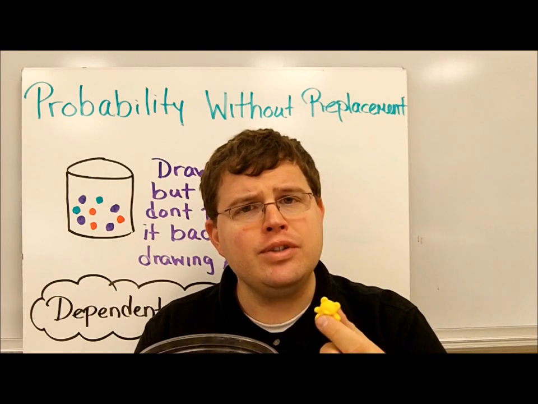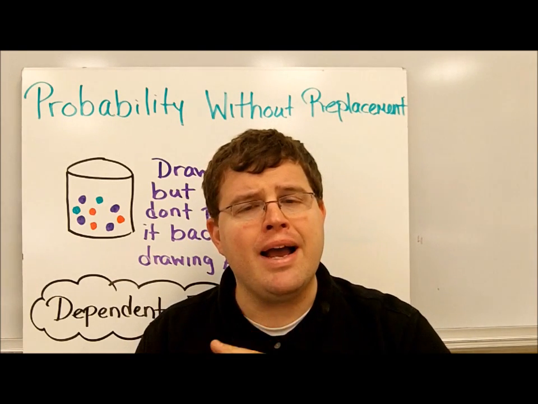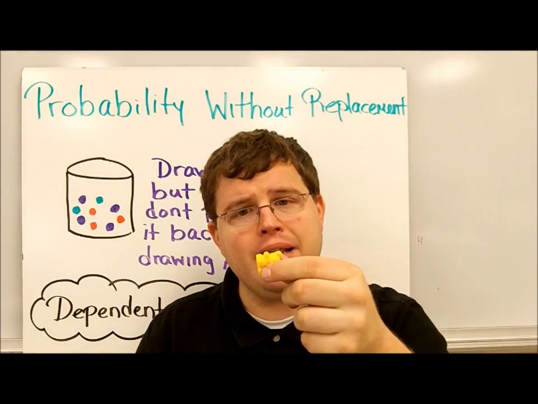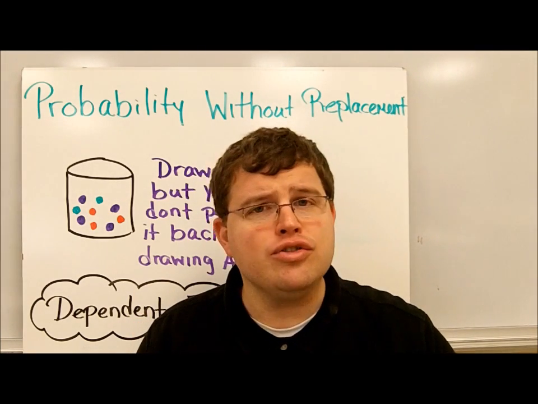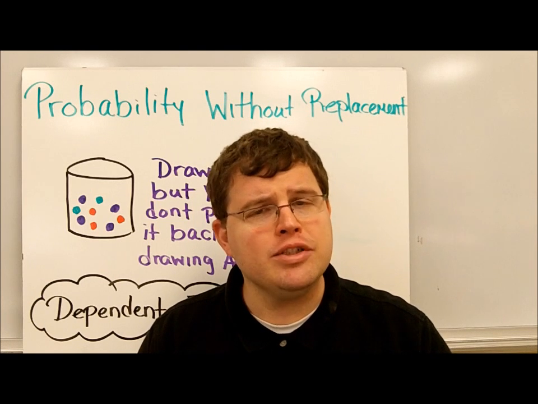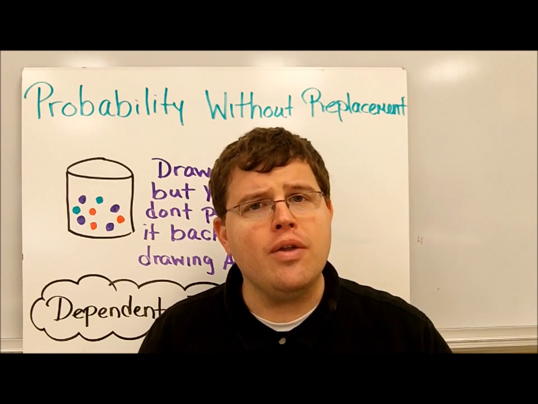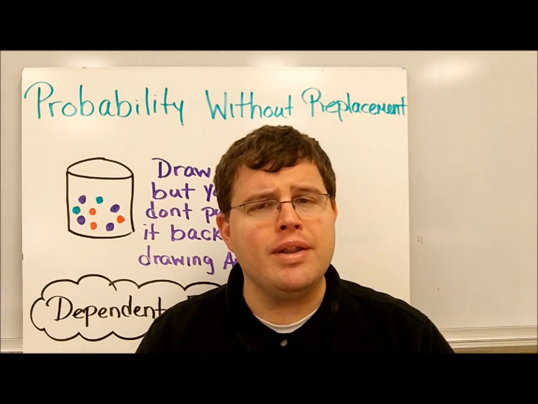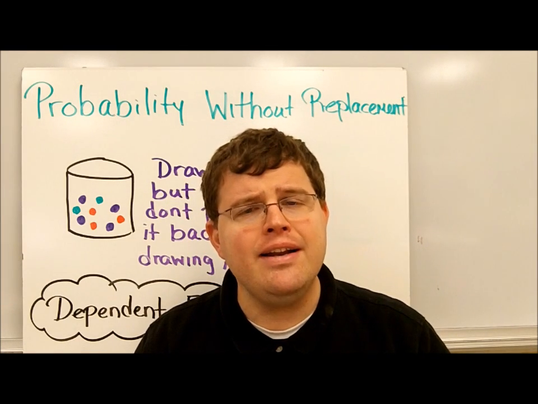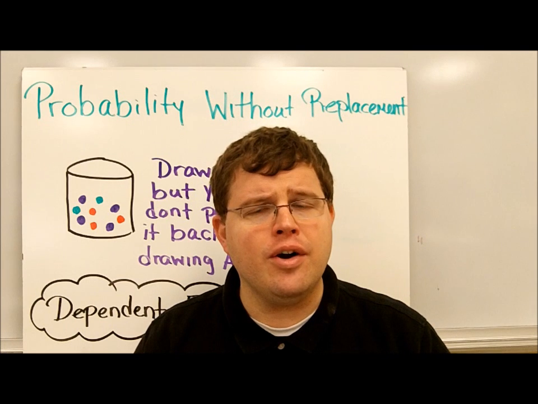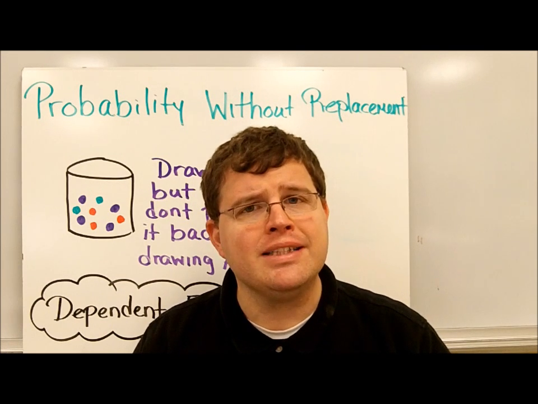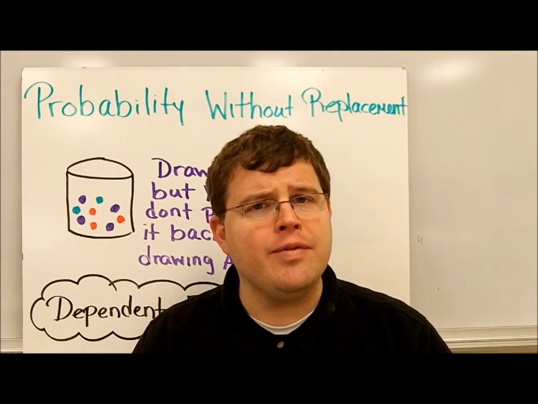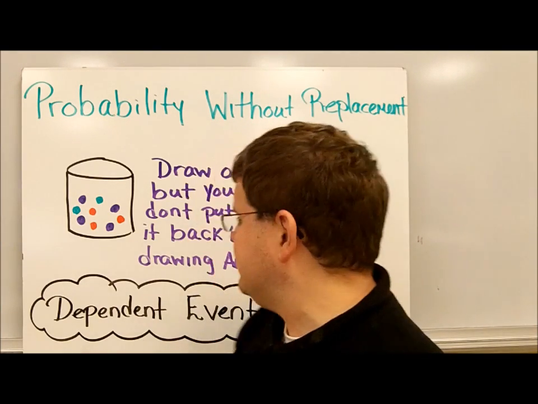What happened the first time, because I didn't put this bear back, had a big impact on what could happen the second time. By putting this bear off to the side, I couldn't draw that out the second time. It was no longer free game. We call those dependent events. Remember, independent events are when the first thing doesn't impact the second. Dependent events occur when the first thing does impact the second. And so probability without replacement involves dependent events.